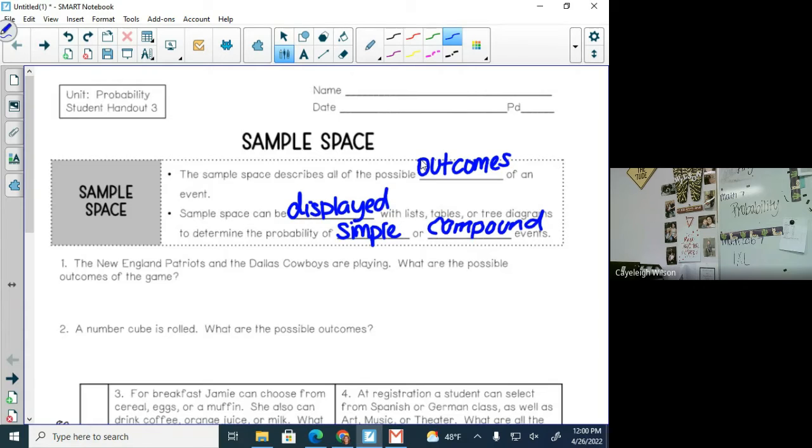So right here, I'm not into the logistics of it, I'm literally asking just for a basic answer, so I don't care about what you think about it. The New England Patriots and the Dallas Cowboys are playing. What are the possible outcomes of the game? Like I just said about the tournament, 2 outcomes. Either the Patriots win or the Cowboys win. So that's the sample space for that event.